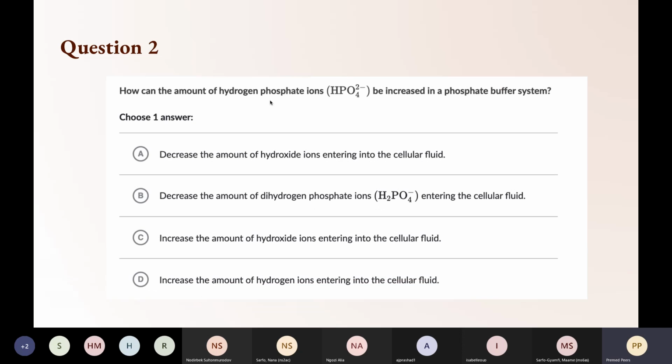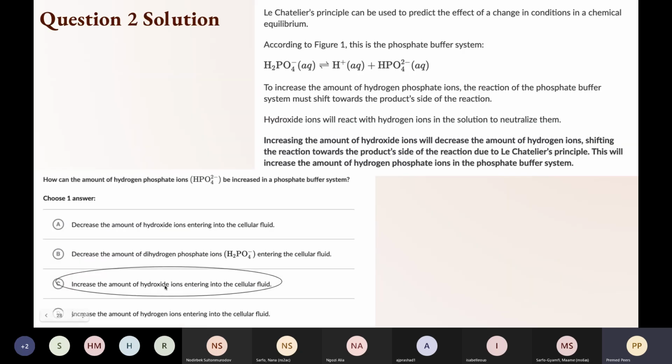Okay, number 2, how can the amount of hydrogen phosphate ions be increased in the phosphate buffer? This they mentioned in the paragraph where they said that when you increase hydrogen, you shift the equilibrium to the left, and versus if you increase the hydroxide ions, you increase the pH to the right. So if we want to increase the hydrogen phosphate ions, we're going to have to increase the amount of hydroxide ions entering, because according to the phosphate buffer, it's going to shift to the product side, and we need to increase the hydroxide ions. Does that make sense?